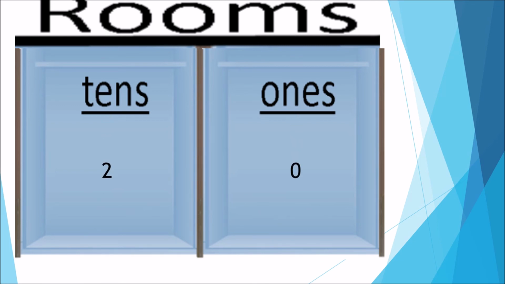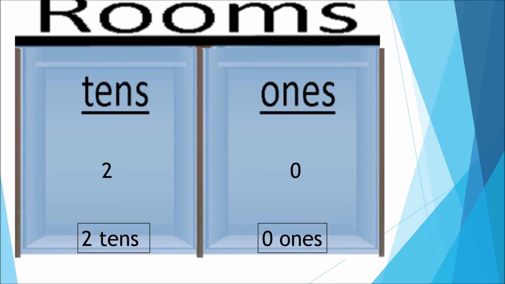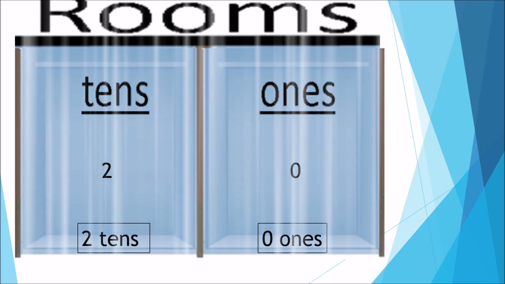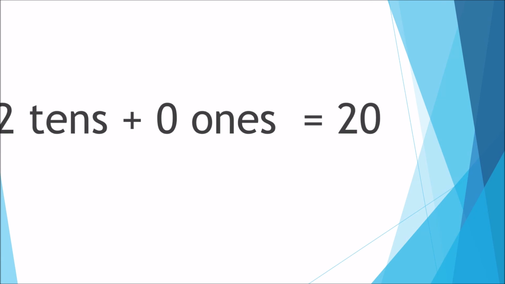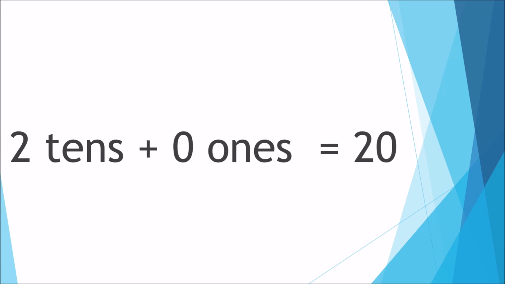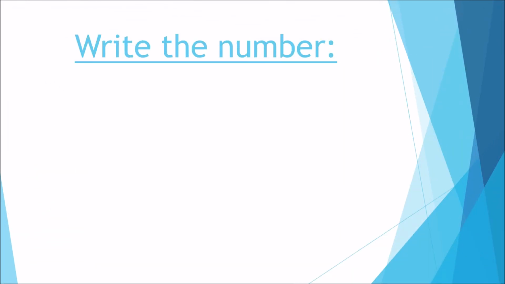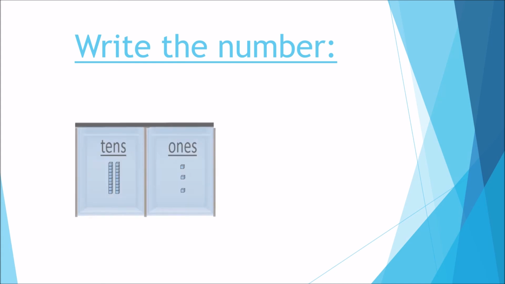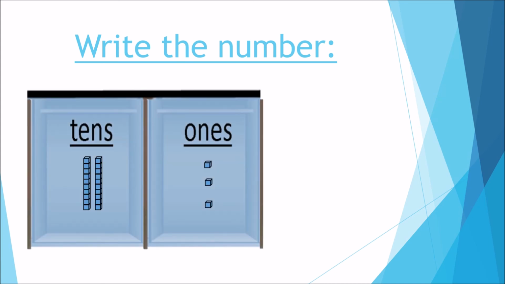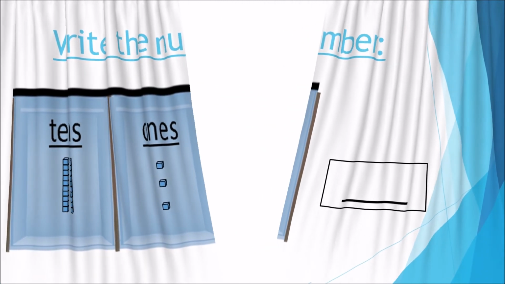Yes, 2 in the tens and 0 in the ones. 2 tens and 0 ones. Do you know what that number is? 2 tens plus 0 ones equals 20. That number is 20. So 2 tens give you 20. Now we need to write the number. How many in the tens? 2 tens and 3 ones. What's that number? 23. Very good.